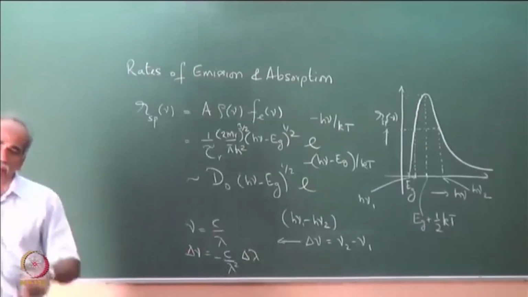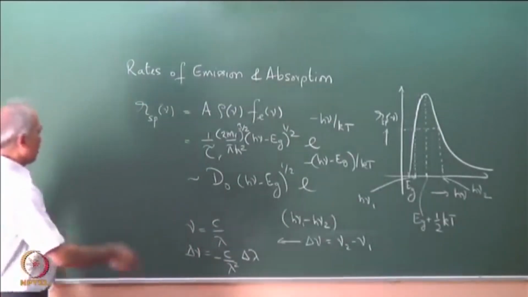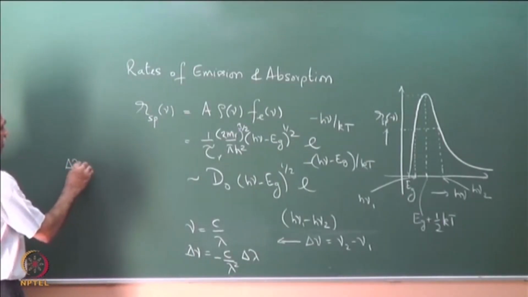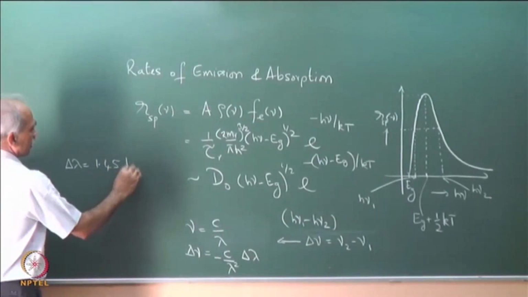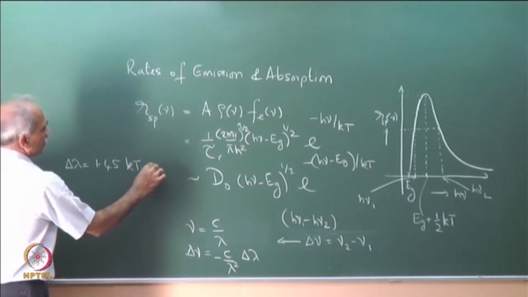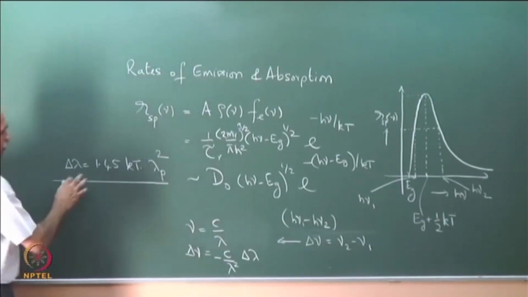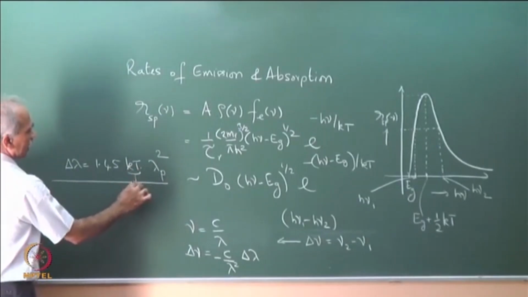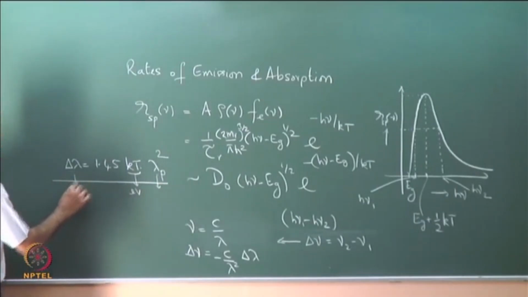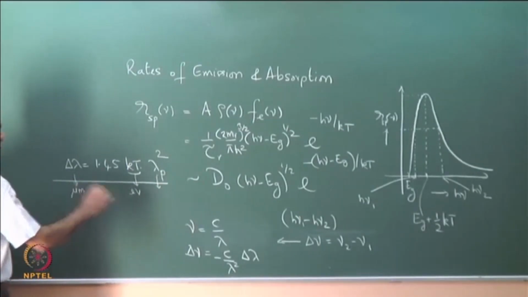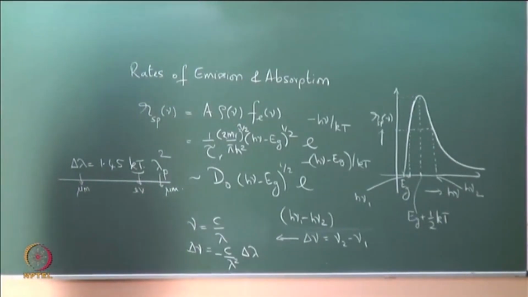I had given an exercise to find the delta lambda. I had written an expression showing that delta lambda is approximately equal to 1.45 into k T into lambda p square. Here k T is in electron volts and lambda p and delta lambda are in micrometers in this expression.